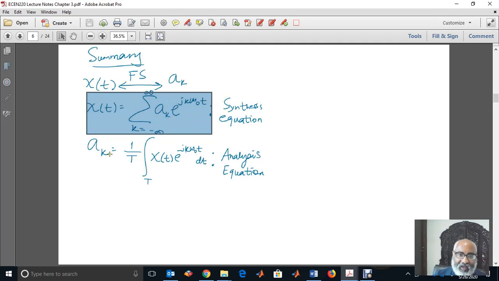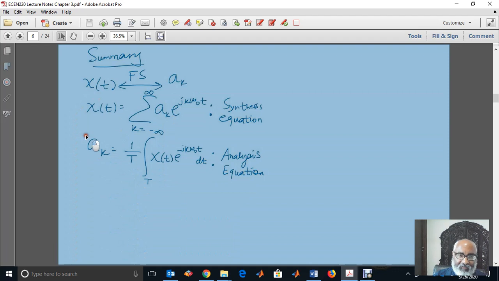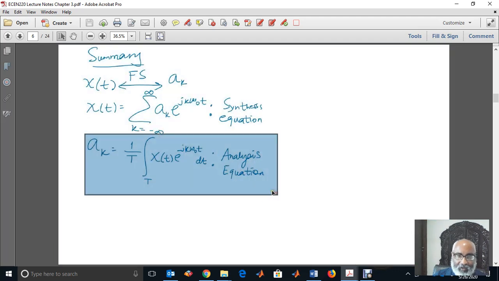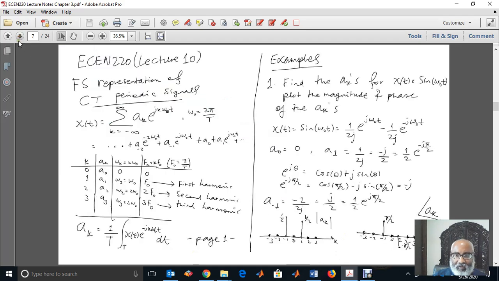How do we get the a_k? The a_k can be found by using this formula. We call this the analysis equation. a_k is 1 over a period, integrate over 1 period, x of t times e raised to minus jk omega naught t dt. So this is how we get the a_k. Okay, now we can have some examples.